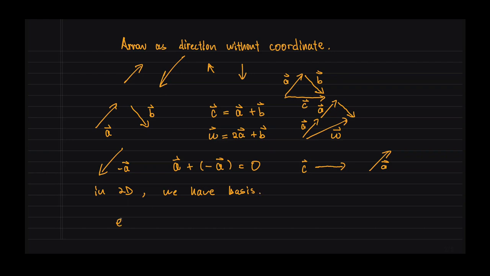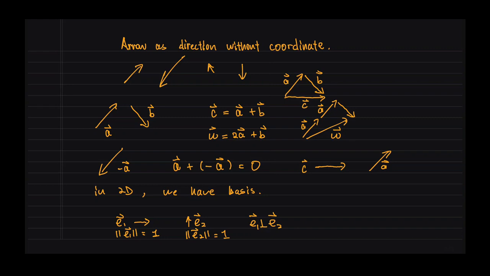Like this, we first construct our first arrow, pointing to the right. It has length 1. This notation denotes that the length is equal to 1. The second arrow is pointing up, and it also has length 1. Importantly, this E1 and E2 are 90 degrees to each other.